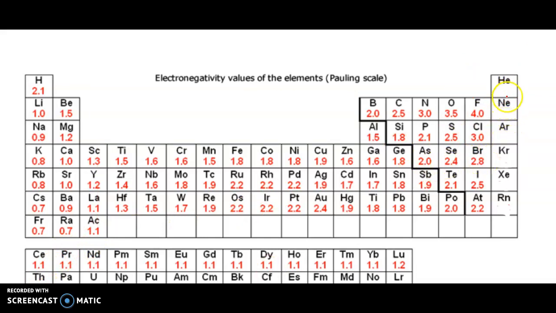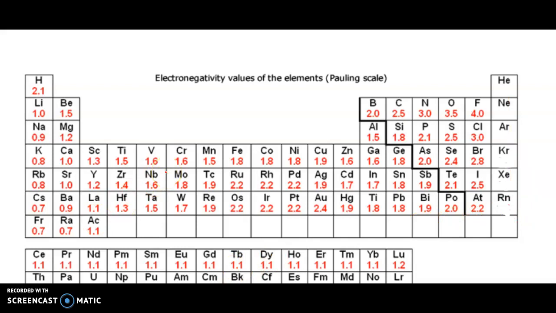One thing you may notice, there's no electronegativity listed in the column for my noble gases, right? They don't really form bonds. They don't want any or need any more electrons. It's very rare. There are cases where they can, but for our sake, let's not even worry about that. All right, good job.